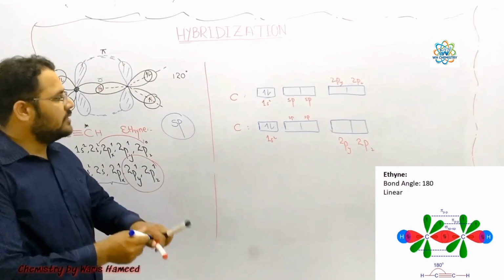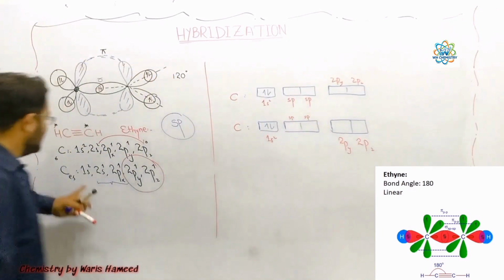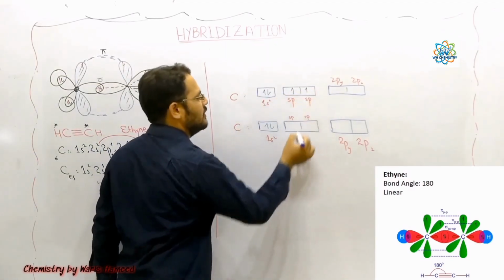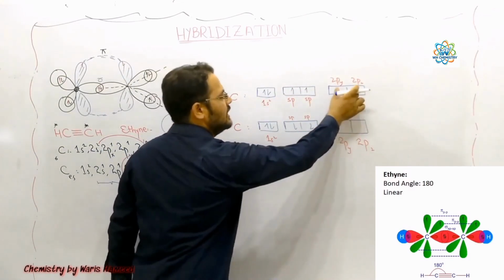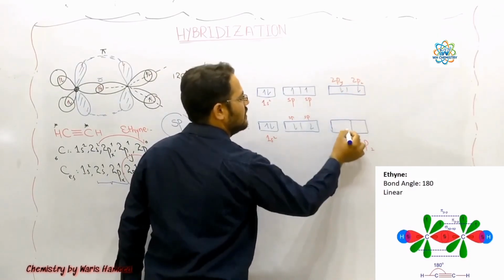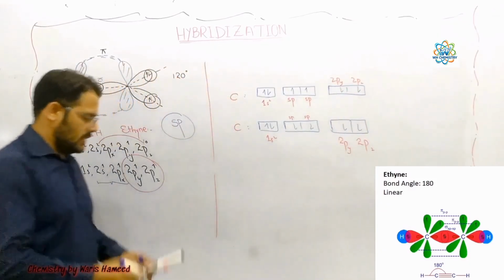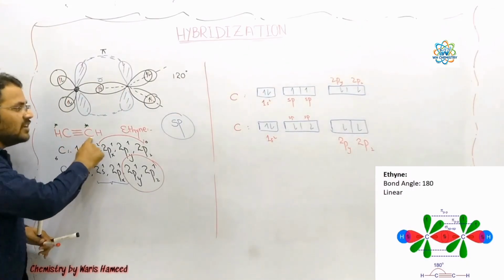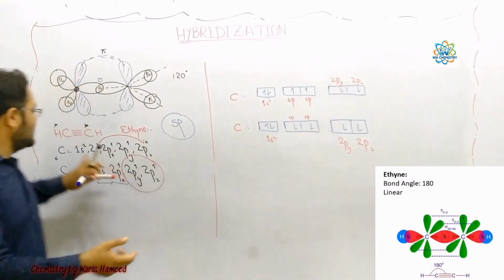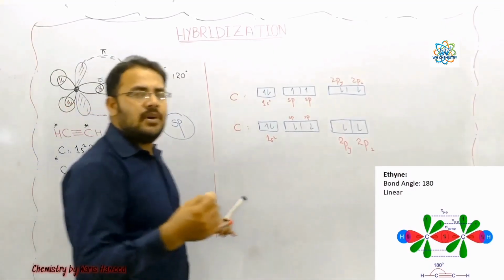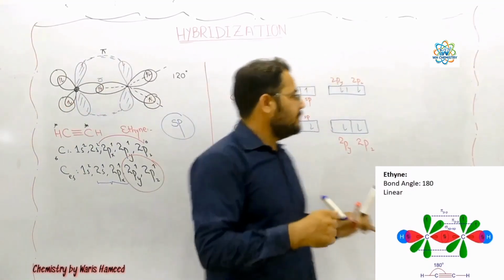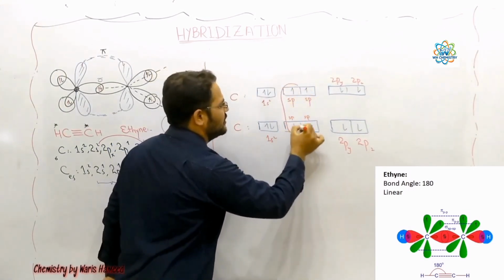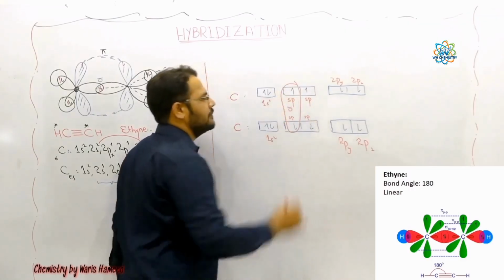Now putting electrons, both sp will have just one electron, so here will be one and here will be one, one electron and one electron. Now they are overlapping. First, carbon is making a bond with another carbon atom, and in this case we know that one bond is sigma and two bonds are pi bonds. So here will be formation of one sigma bond.